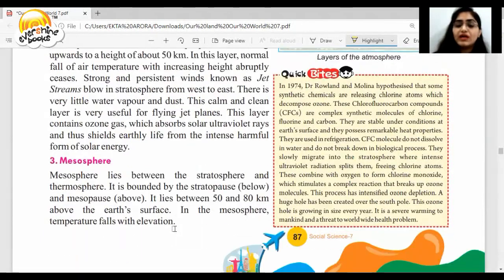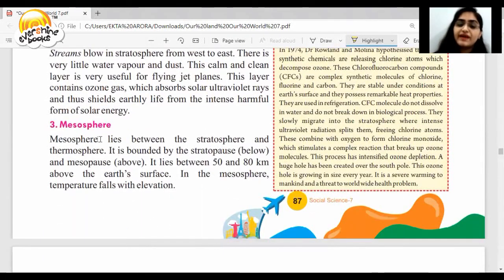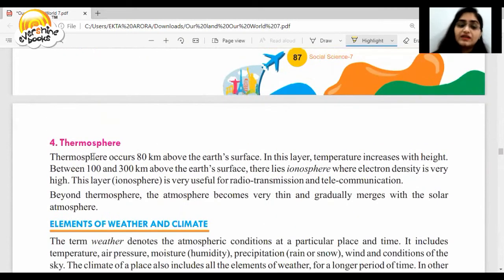Now this is mesosphere, which lies between stratosphere and thermosphere. It lies between 50 to 80 kilometers above the Earth's surface. In the mesosphere, temperature falls with elevation. Thermosphere occurs 80 kilometers above the Earth's surface and temperature increases with the height here. These are the kilometers given here. Beyond thermosphere, the atmosphere becomes very thin and gradually merges with space.